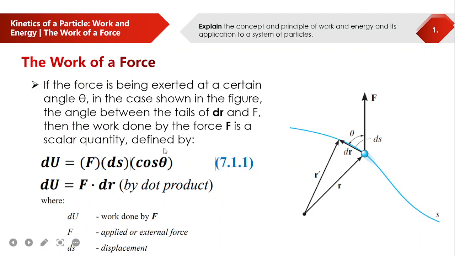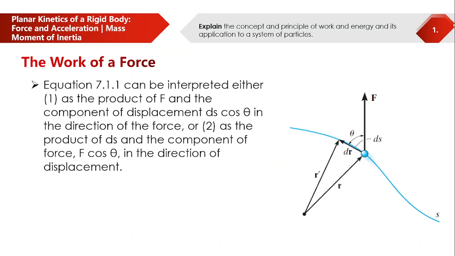Take note lang yung formula, no? dU is equal to F ds cosine theta. That's how you solve for your work, no? Force times the displacement times cosine theta. Okay. Equation 7.1.1 can be interpreted as the product of F and the component of displacement ds cosine theta in the direction of the force. Okay? Take note. Now, there's another one.